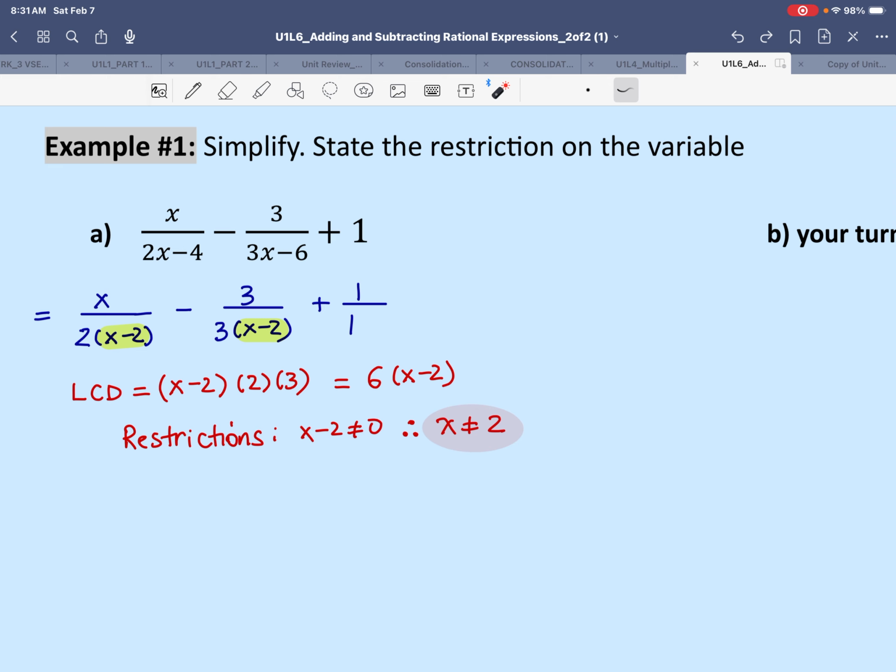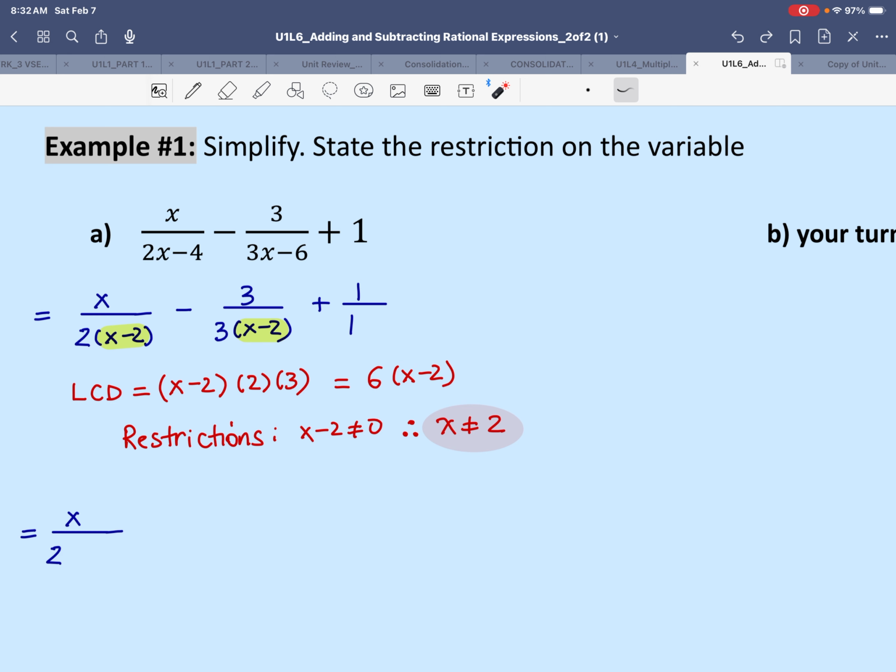Now our job is to make all the denominators the same. So 2(x minus 2) will have to become 6(x minus 2). 3(x minus 2) has to become 6(x minus 2). And number 1, 6(x minus 2) as well. So we have to think, what do we have to multiply this by in order to obtain this denominator? What is this denominator missing to become the same as the lowest common denominator? And what is this one missing? So let's get to work.